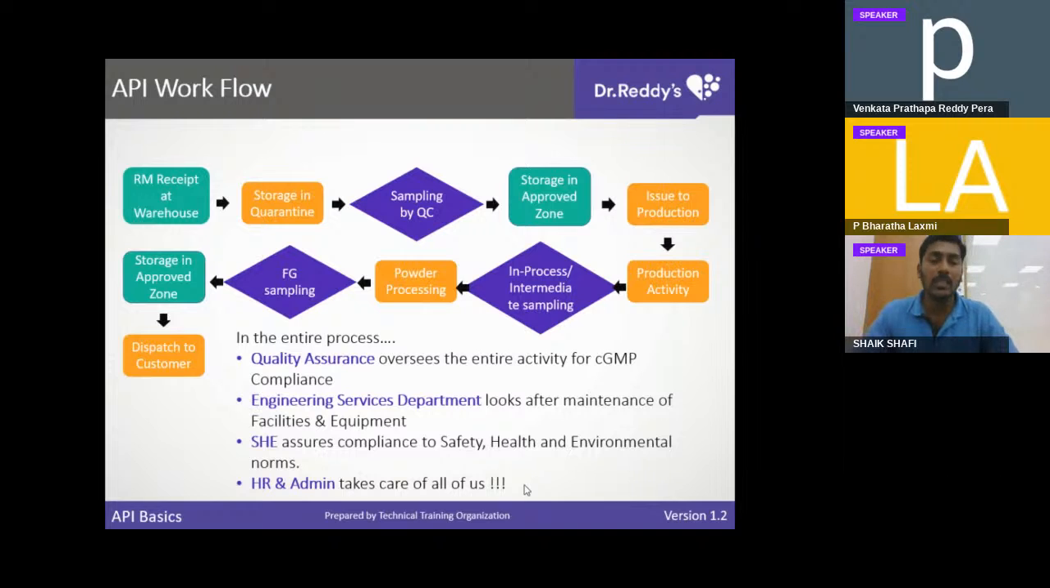Coming to the engineering services department, as I told, we are using different types of machines: reactors, centrifuges, dryers, filters, everything in the process. If anything breaks down, or for any maintenance activity, these people will support. Then coming to safety, during the entire process these people are responsible for the safety of the people, process safety, and environment. Then HR and environment, they will take care of everything.